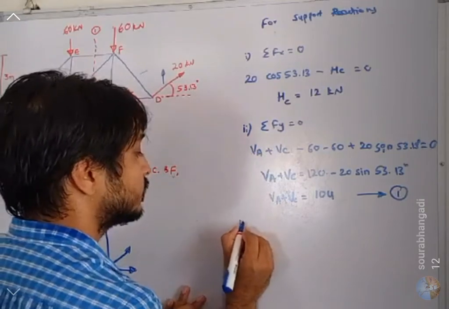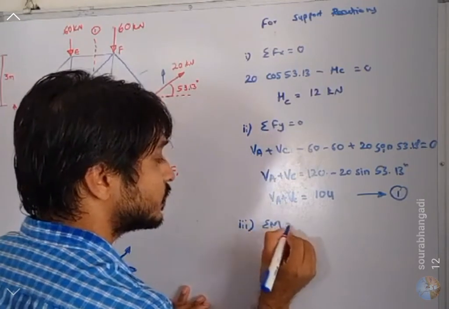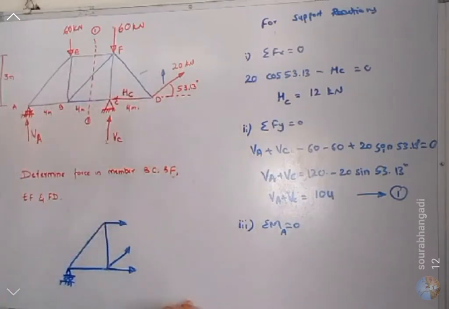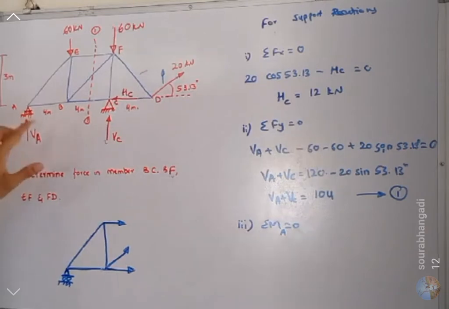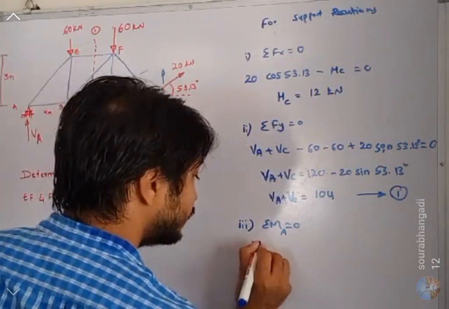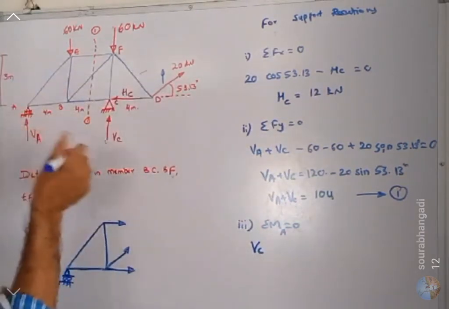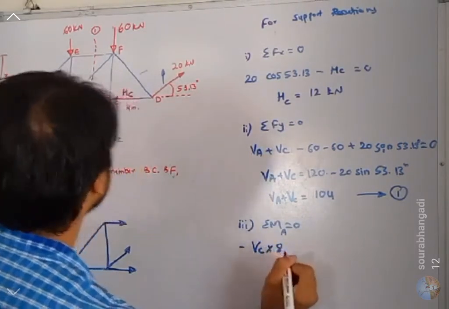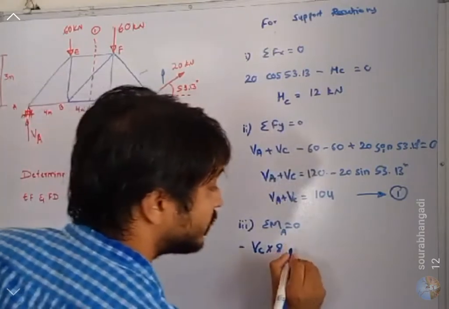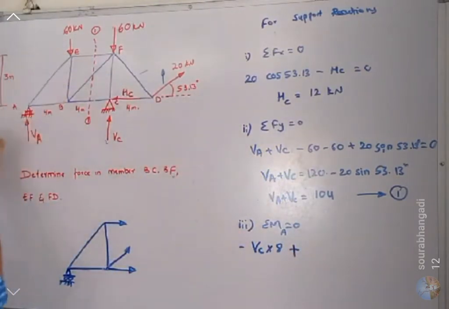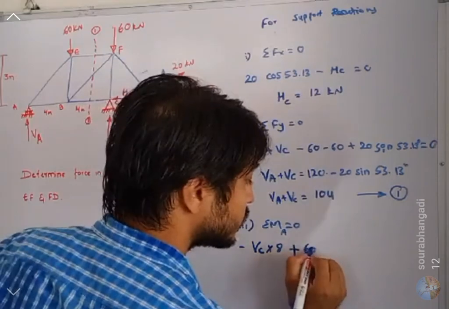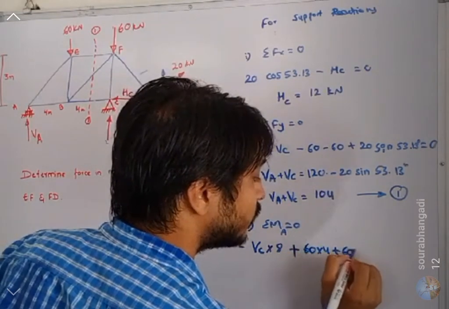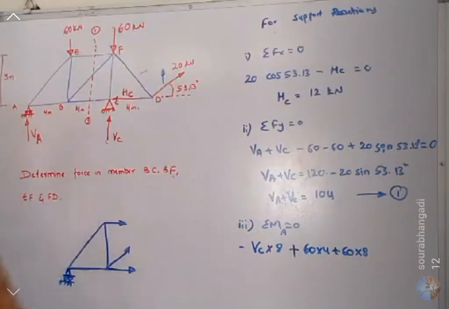Next, the third one, summation of M equals 0. I'll take summation of moment at A. So what do we get? VC into this distance, which I'll write first. VC is creating an anti-clockwise moment, right? So minus VC into 4 plus 4, that is 8. And the 60 is creating a clockwise moment, so plus 60 into 4 plus 60 into 8.